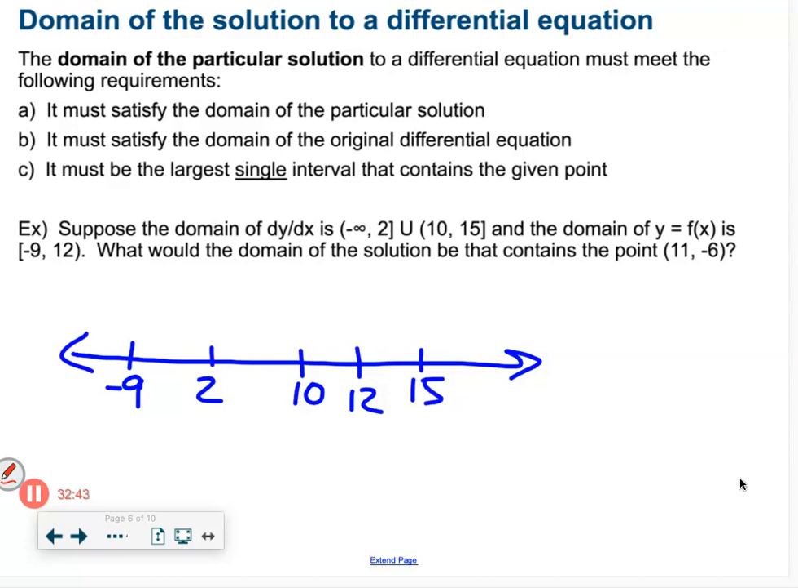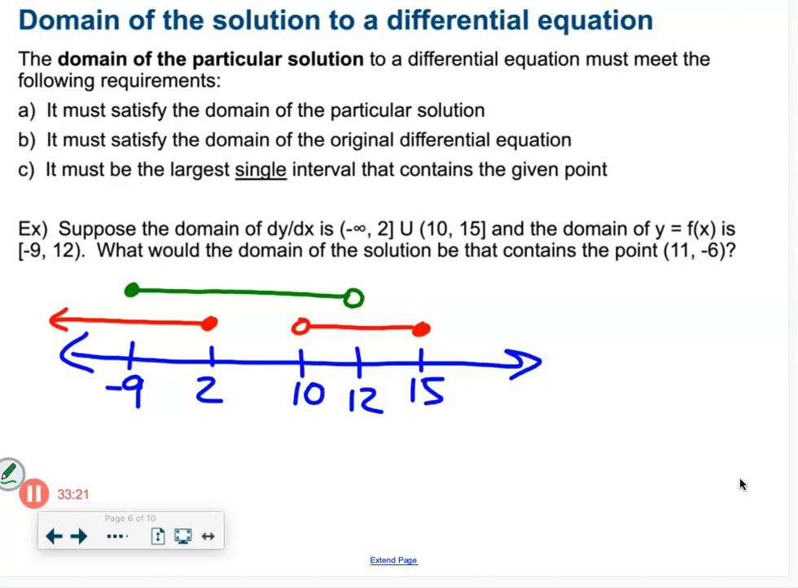So my first domain is negative infinity to 2 with a bracket. So negative infinity to 2, would I put a closed circle or an open circle? I put a closed circle above the 2. All right, and then 10 to 15, I do an open circle on 10, and then a closed circle on 15. So there's my first domain, right? My second domain is negative 9 to 12. So I'm going to put a closed circle on negative 9 and an open circle on 12.